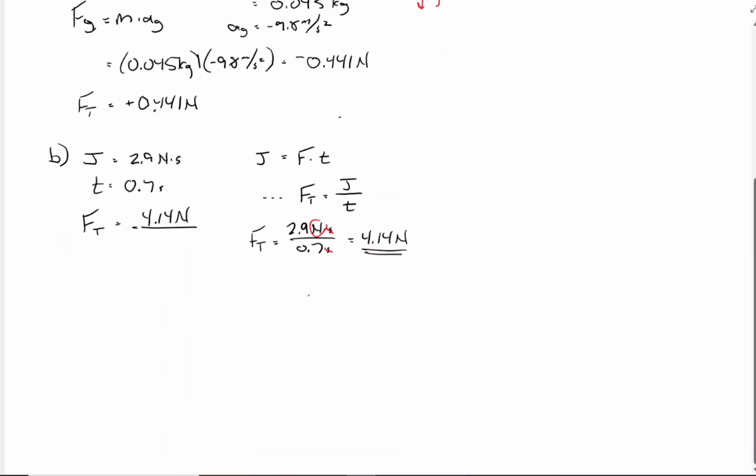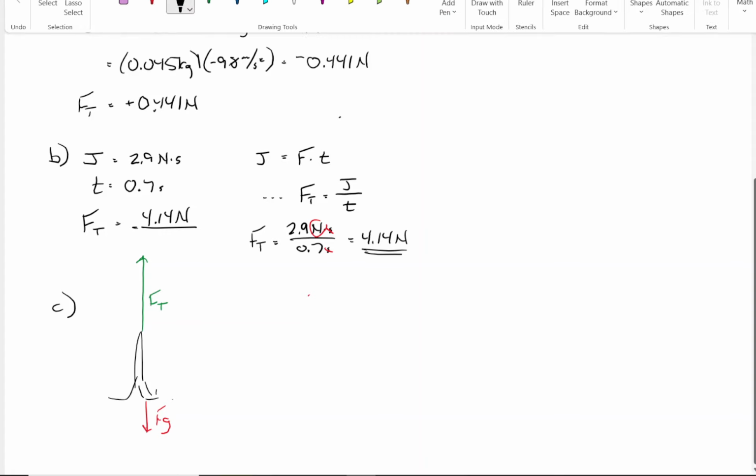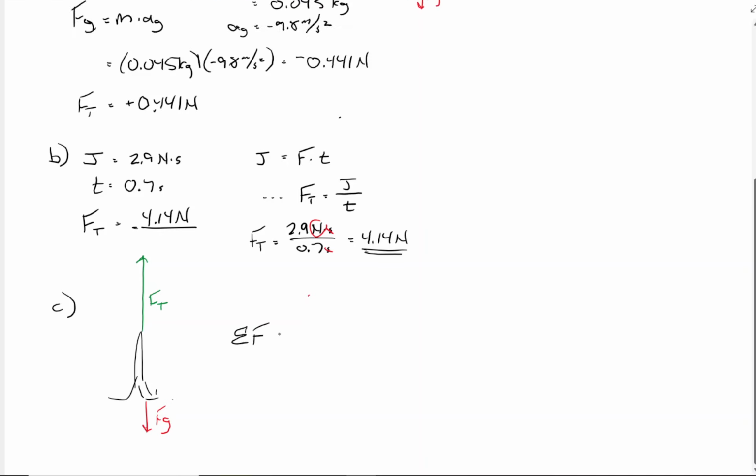Well, let's draw this free body diagram now. And this rocket at liftoff still has FG. But now we have this big force of thrust that's upward, right? And so we know that if I want to sum the forces, the net force is simply the force of thrust plus the force of gravity.